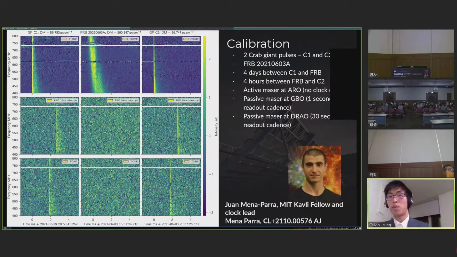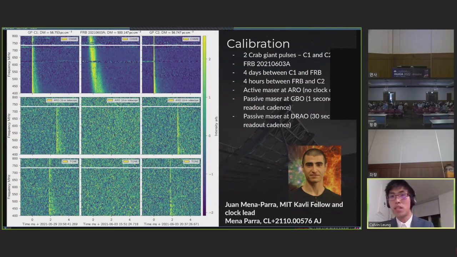This is a pipeline that was developed by Juan. We wrote a paper validating this method using CHIME and the Pathfinder, which is another telescope located at DRAO on a very short baseline. So I hope I've convinced you that we have all the ingredients for a nice FRB localization.